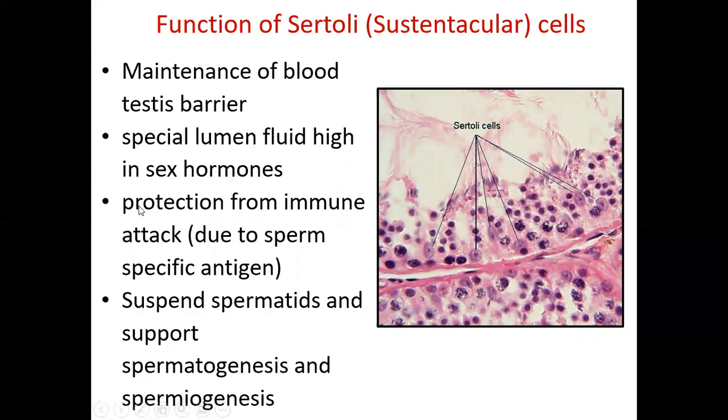Okay, and then the other function is to protect from the immune attack, due to the presence of the sperm specific antigen. The sustentacular cell or Sertoli cell protects from the attack of the immune system. And the other function of the Sertoli cell is to suspend the spermatid and also support the spermatogenesis as well as the spermiogenesis. So these are the functions of the Sertoli cell that you have to know.